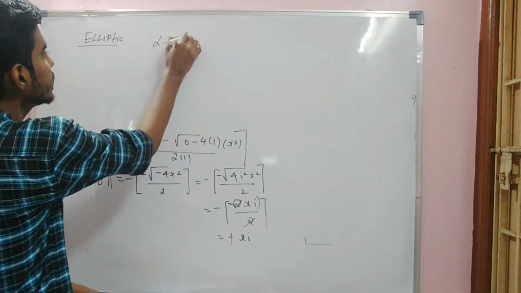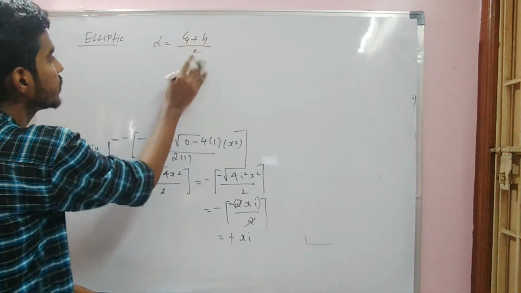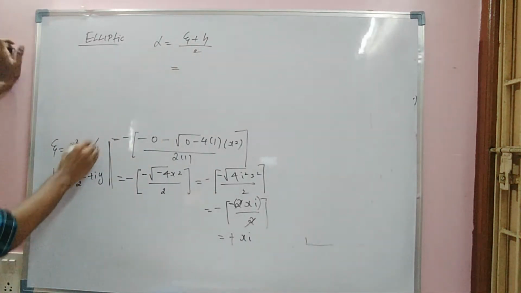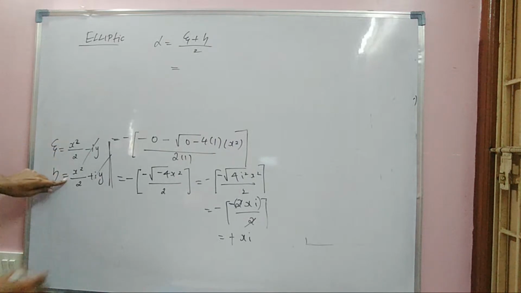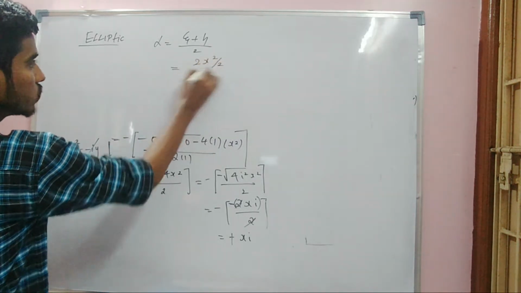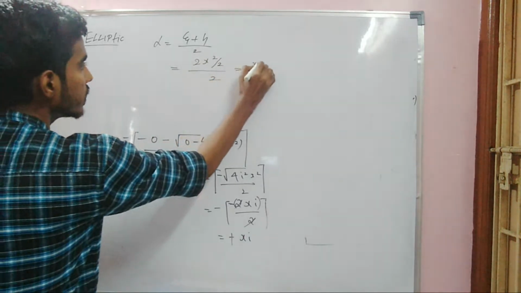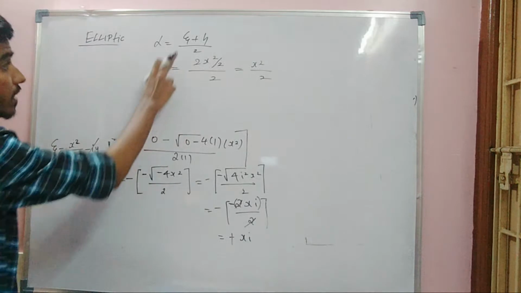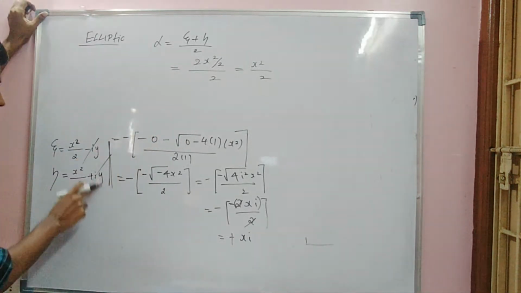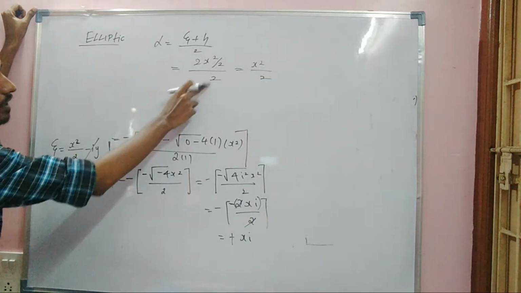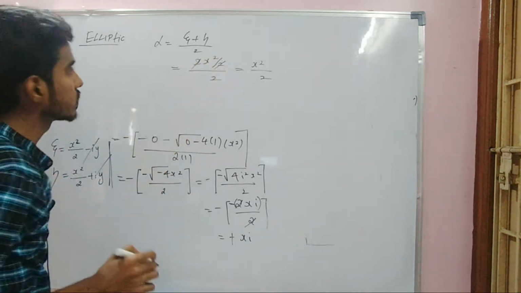So alpha is theta plus eta by 2, right? So what will be my theta plus eta? If I add this, these two will get cancelled, right? So we have 2x square by 2, divided by 2. Just have to add and divide. So when I add this, we will have 2x square by 2, this 2 will get cancelled. So we have x square by 2.